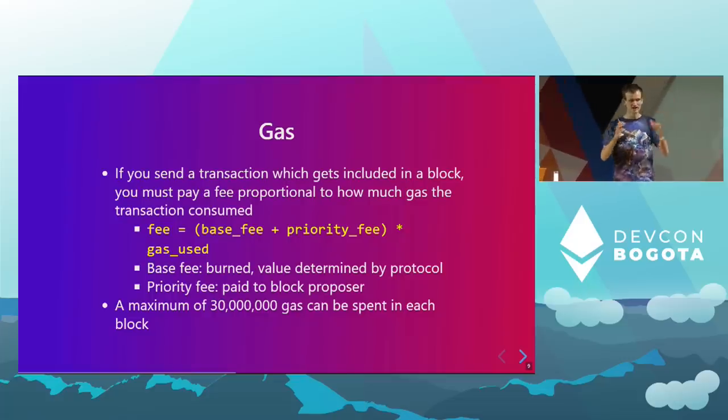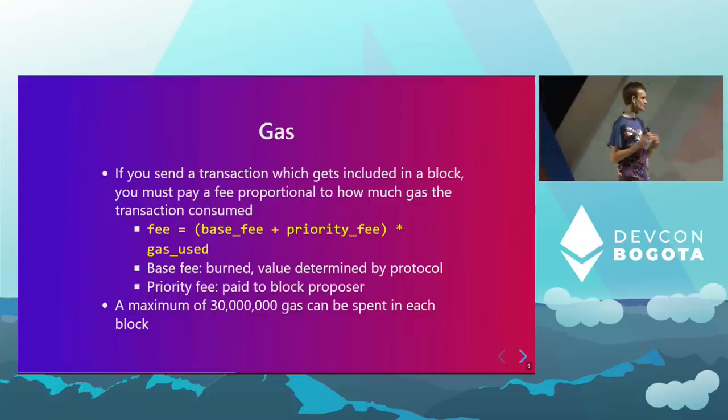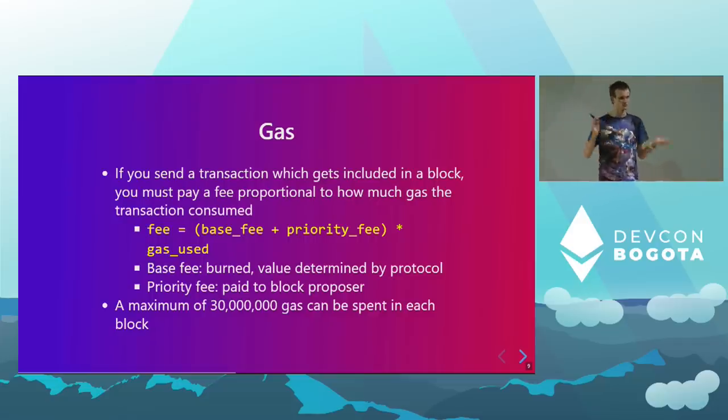It adjusts up or down to try to keep the usage at about the same level. And then the priority fee is like an extra amount that you pay to the block proposer to encourage them to add your transaction. Generally, people just set a priority fee of 1. But if there is a particular time where lots and lots of people are sending huge numbers of transactions and the blocks are congested, you can set a higher priority fee to get in first.